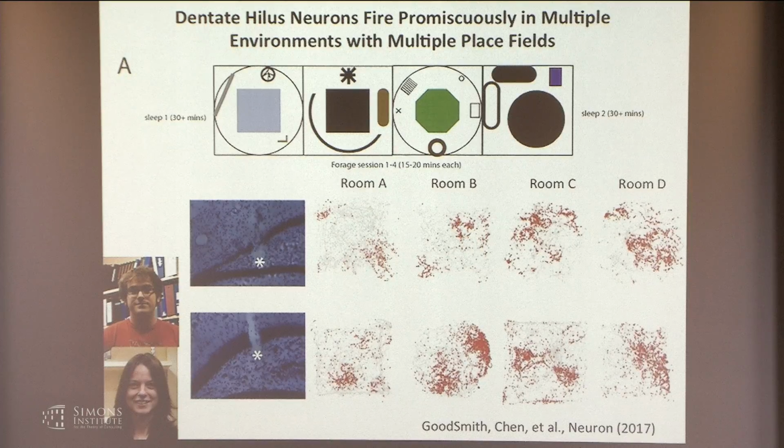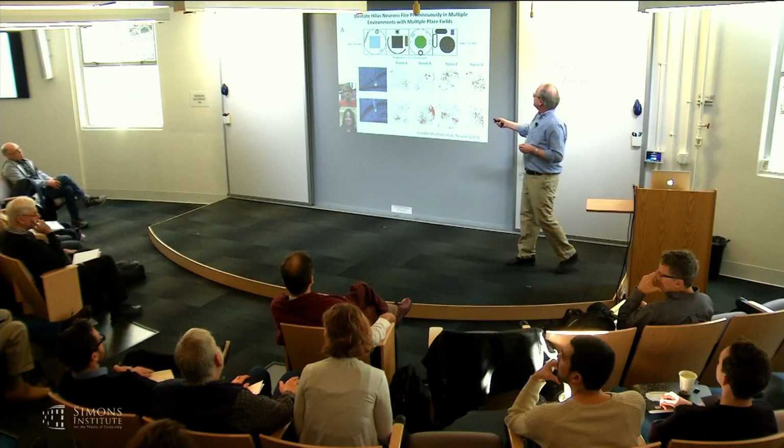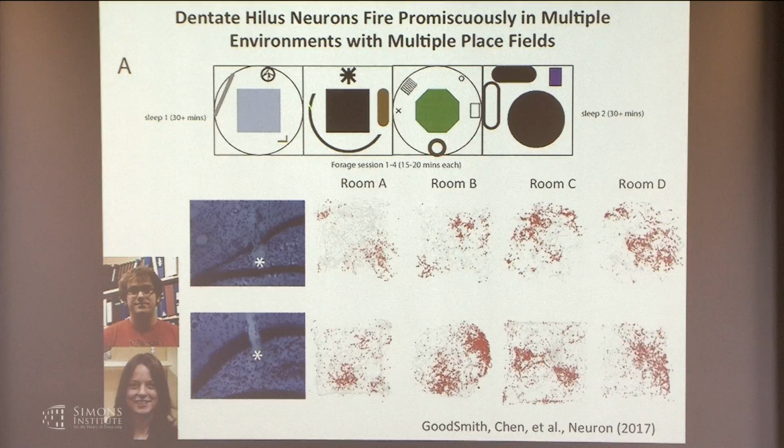And how big is the environment? Maybe about 1.5 meters. The room's about maybe 9 feet square. How does this compare with neurons in the granule layer? Next slide.